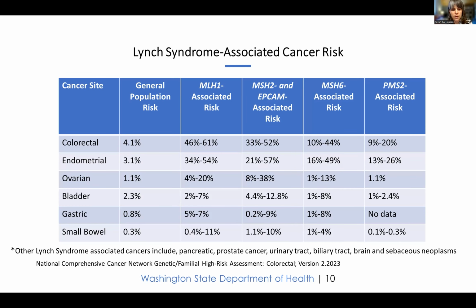Again, a table to show you the risks, the different cancers that can be involved. So we have colorectal, endometrial, ovarian, bladder, gastric, small bowel. The list goes on beyond this to include pancreatic, prostate, urinary tract, biliary tract, the brain, and the skin to some extent. Again, the numbers vary somewhat between one gene to the next, but in general, the concept is that the risk is significantly higher than the general population. And again, that is what guides the change in management.